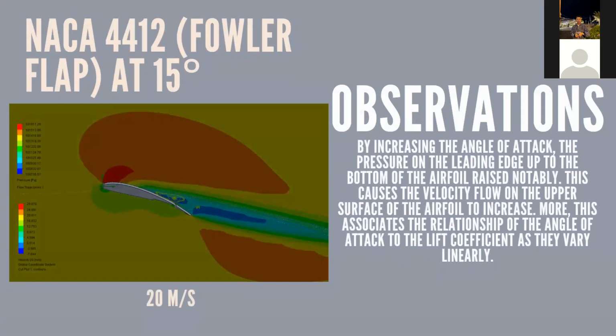Ayun, so para sa 15 degrees naman, hindi naman masyado nag-vary kumpara sa 0 degrees. So kapag inangat natin yung angle of attack, the pressure on the leading edge up to the bottom of the airfoil is notably increased, this causes the velocity flow on the upper surface of the airfoil to increase. For this associates the relationship of the angle of attack to the lift coefficient as they vary linearly. Kasi nga, kapag inangat natin yung angle of attack, aangat din yung lift coefficient. So same lang din siya sa 0 degrees, yun lang pinagkaiba niya. So next po.